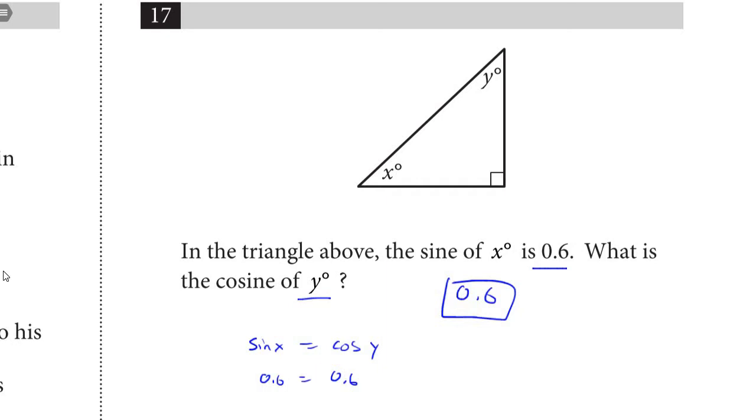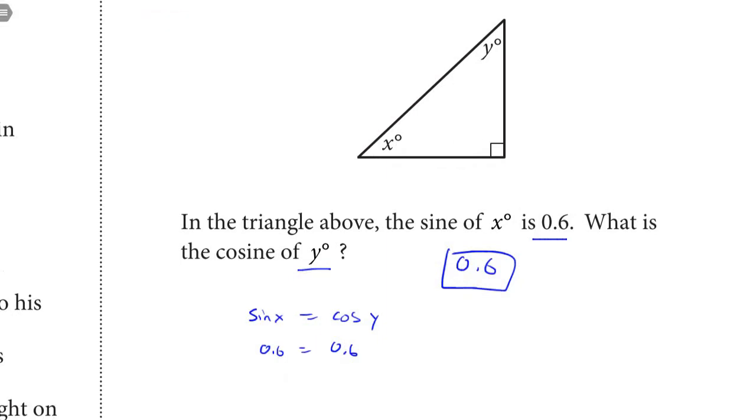That's it. Yes, I know, it's crazy, but if you remember this relationship, that sine of x is equal to cosine of y, and they're asking you, well, sine of x is 0.6, so what is the cosine of y? Couldn't have been more straightforward.